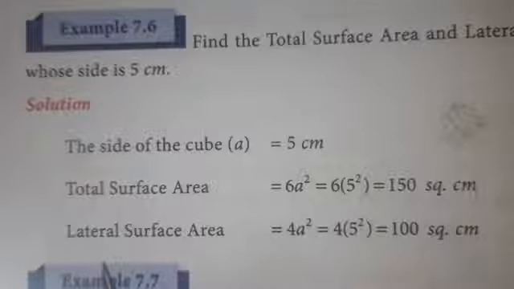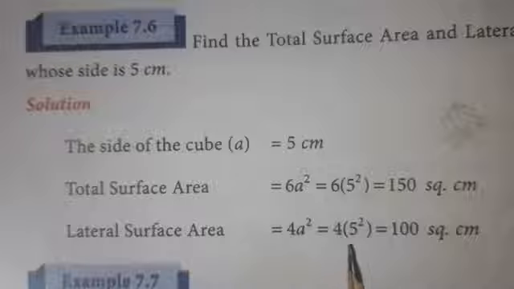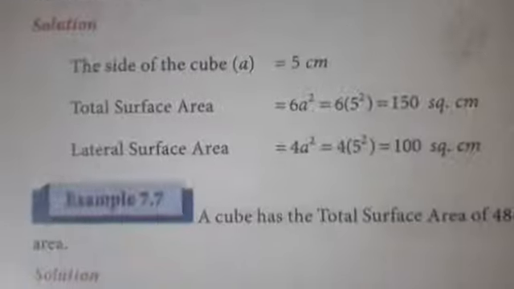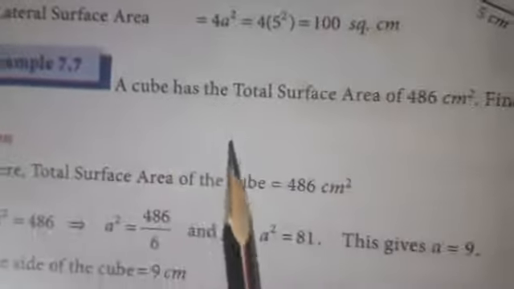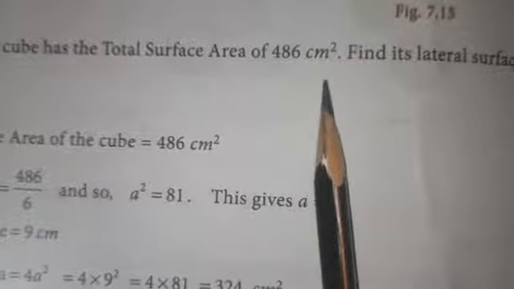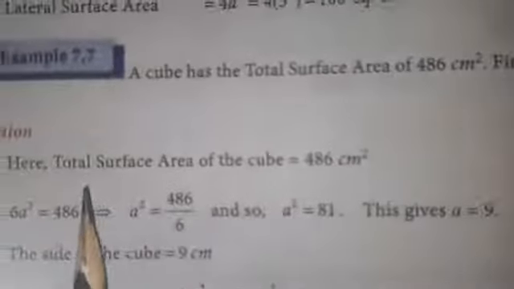Next, lateral surface area is 4A square, which is 4 into 5 square. 5 square means 5 into 5, the answer is 25. So 25 into 4 is 100 square centimeter. Next example is 7.7. A cube has a total surface area of 486 centimeter square. Find its lateral surface area.